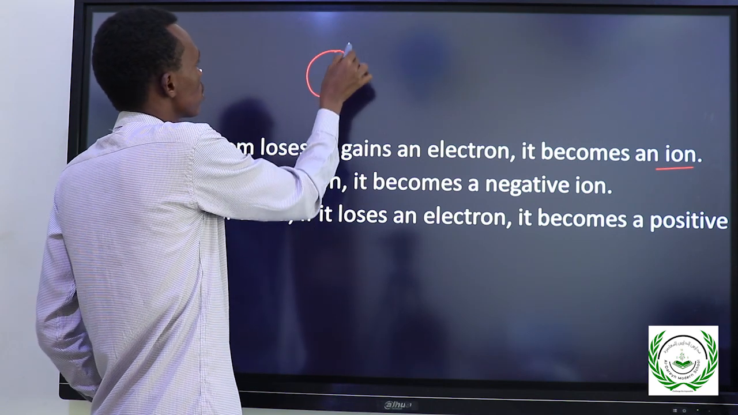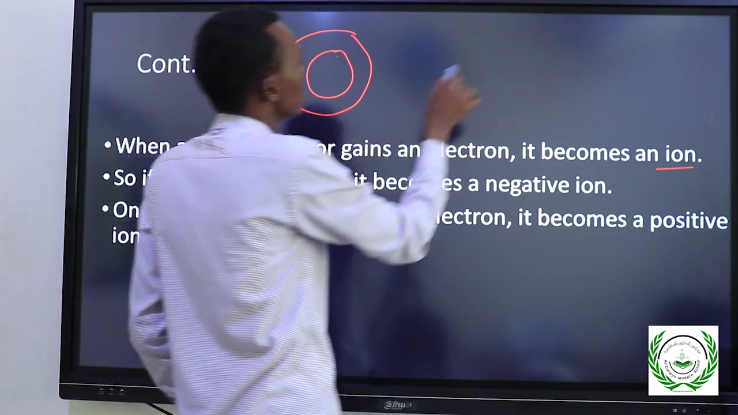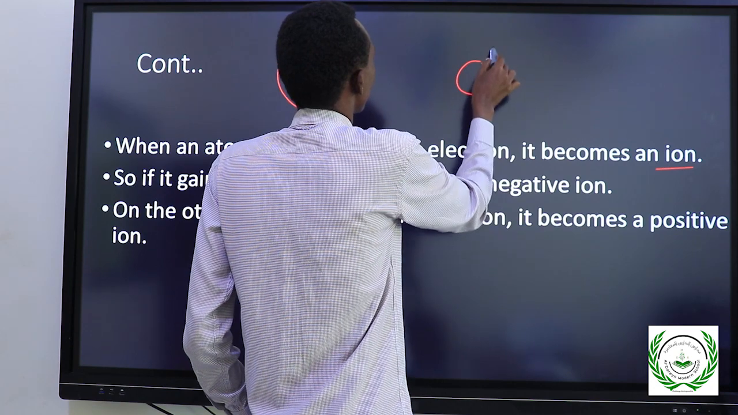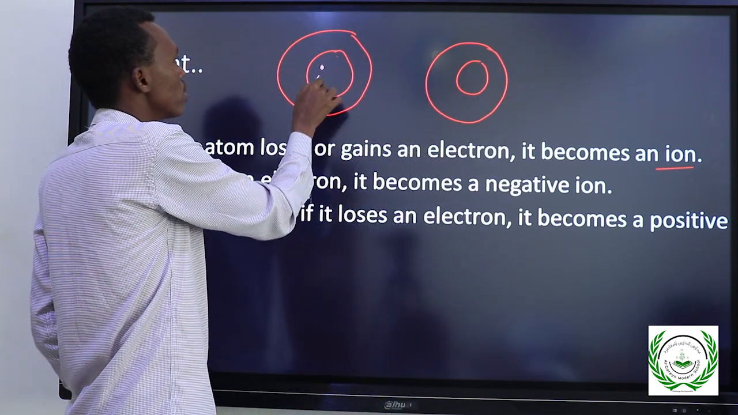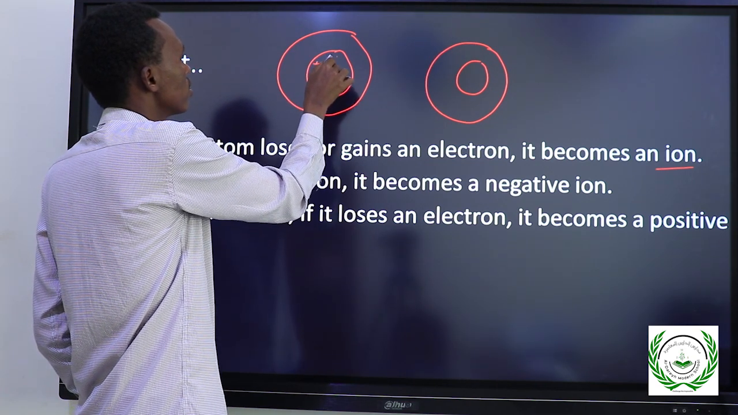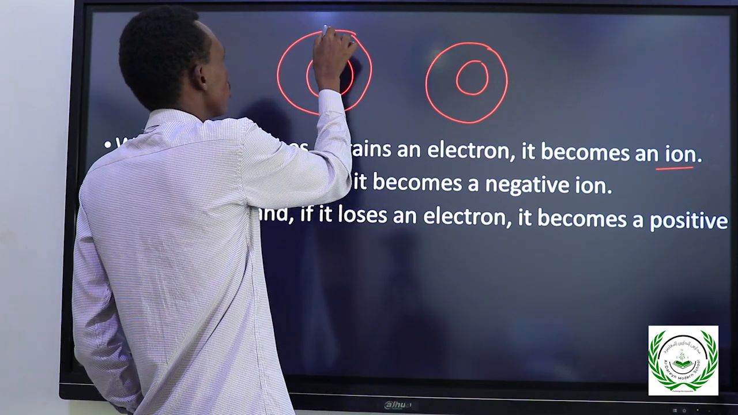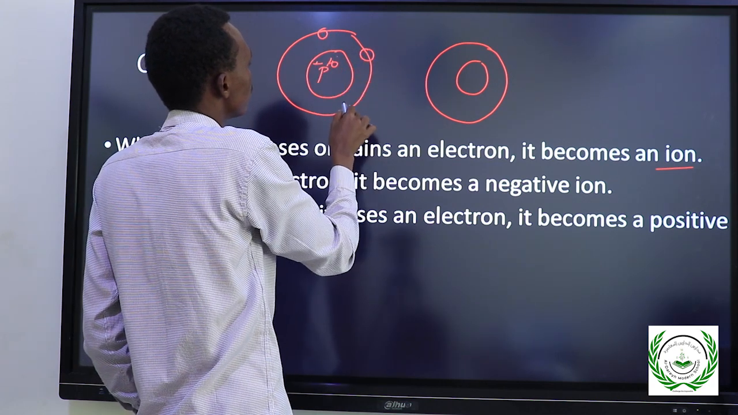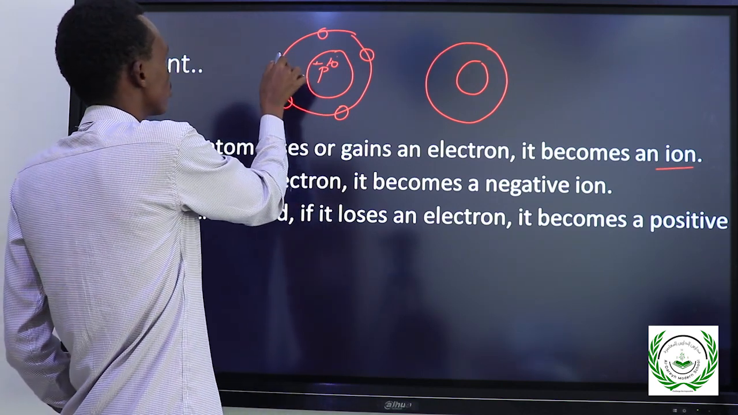Okay, so this is for example, and for example here you have another element. Okay, so in the nucleus we have the number of protons. So let's say it is 10. Okay, and here we have the electrons. So let's say we have 5 electrons.